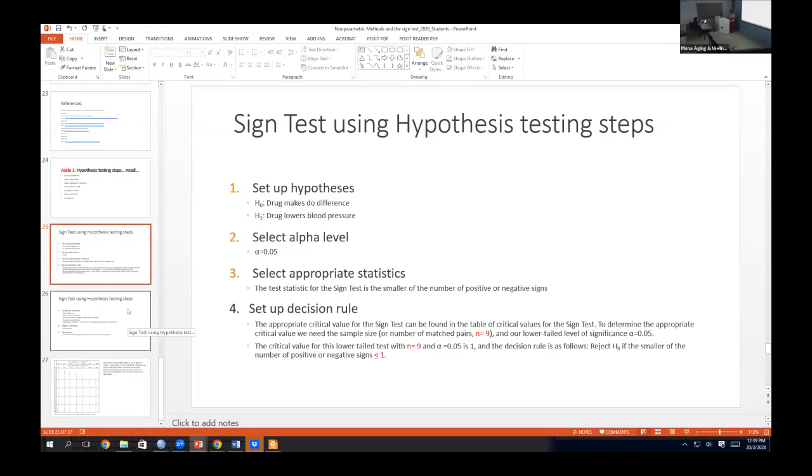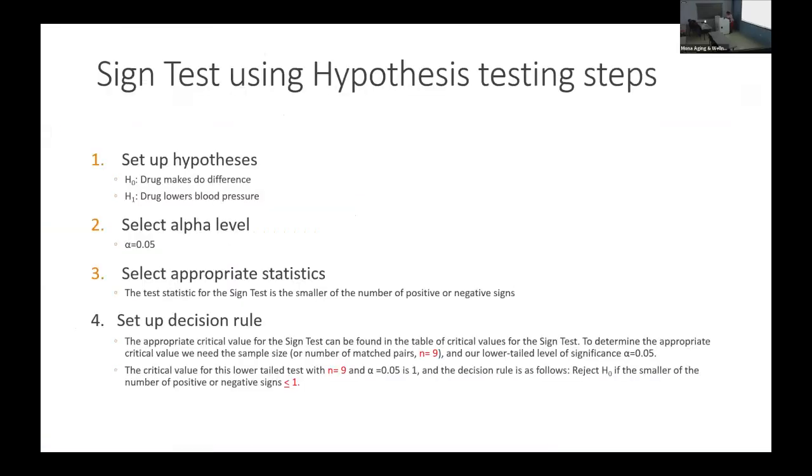We could do it right here. Before we said, let's discuss that. You can discuss it right here. So we said under the null, the probability of success is equal to 0.5. And then the two-tail is that P is not equal to 0.5. So this is two-tailed.